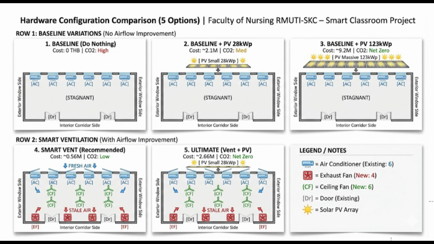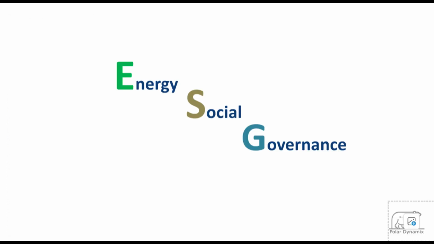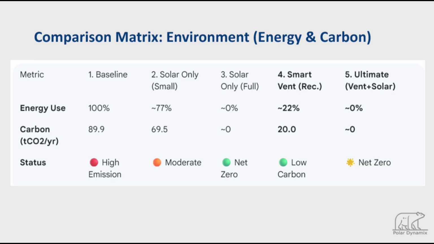The fifth case combines smart ventilation with a small solar system. Due to the fact that the energy demand has already been reduced by smart ventilation, a much smaller solar system is sufficient to reach net zero energy with a lower overall investment compared to solar-only solutions. Overall, this comparison shows that improving airflow first is the most effective strategy. Smart ventilation delivers better indoor air quality, lower energy use, lower carbon emissions, and faster payback than relying on solar panels alone. This slide summarizes the environmental performance of each solution, focusing on energy use and carbon emissions.